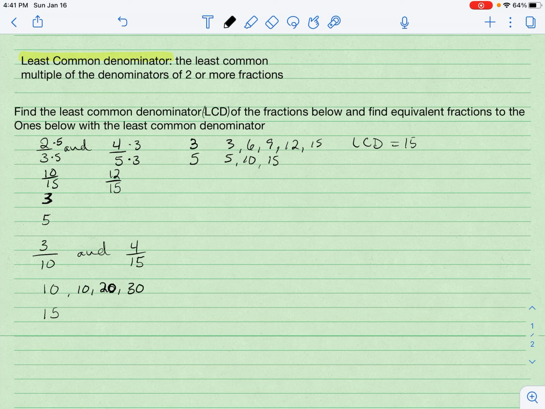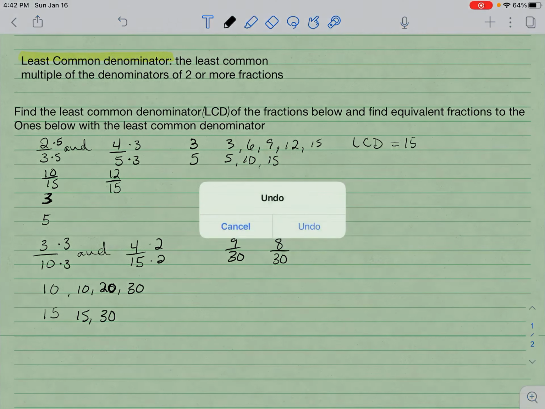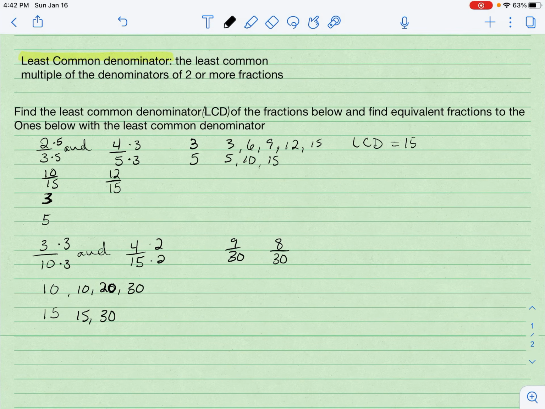So 10, 20, 30, and we can stop there because we know 15 and then 30. So we want to adjust these fractions. 10 times 3 is going to give us 30, so we're going to multiply both top and bottom by that. That's going to give us 9/30. And then 15 times 2, so we're going to multiply 4 by 2. So 4 times 2 is 8, and 2 times 15 is 30. So now we have a common denominator. We could either add or subtract the numerators. Okay, so this is the least common multiple. Really, the idea behind it is going to be more used for adding and subtracting fractions.